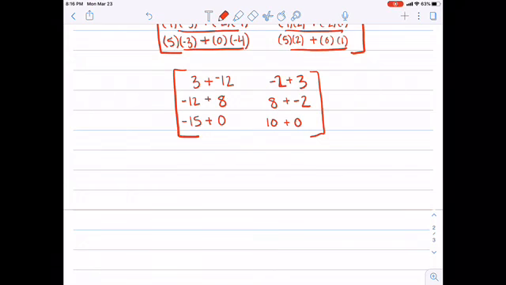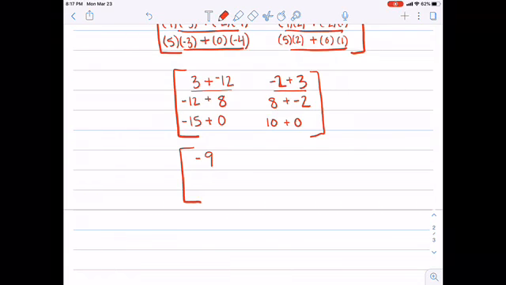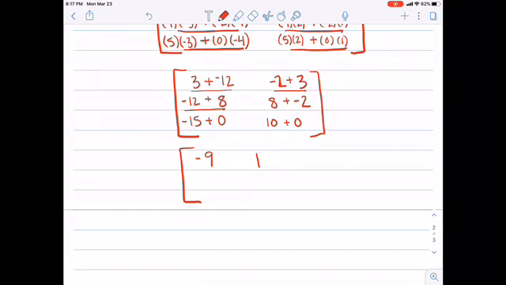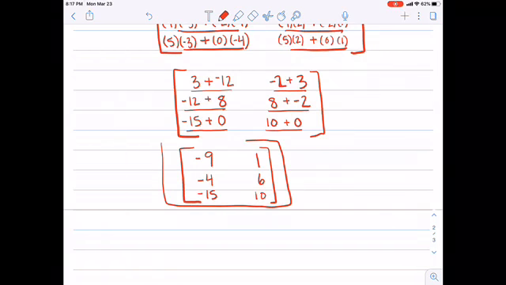Last but not least, let's go ahead and just simplify this matrix down to get our final answer. So I have 3 plus negative 12, which is negative 9. Negative 2 plus 3 is positive 1. Negative 12 plus 8 is negative 4. 8 plus negative 2 is 6. Negative 15 plus 0 is negative 15. And 10 plus 0 is 10. And here is my final answer matrix.